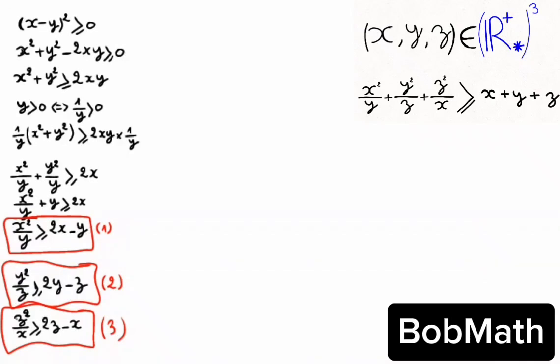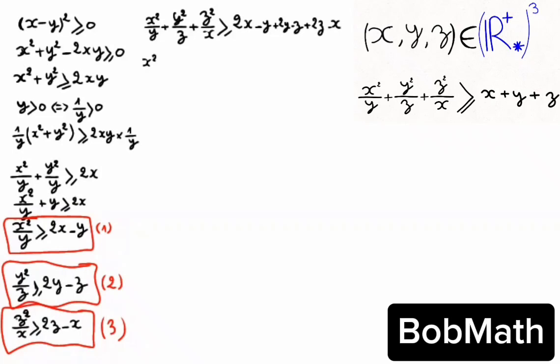Therefore, we add these inequalities 1, 2, and 3 side by side. So we got x squared divided by y plus y squared divided by z plus z squared divided by x greater than or equal to 2x minus y plus 2y minus z plus 2z minus x.